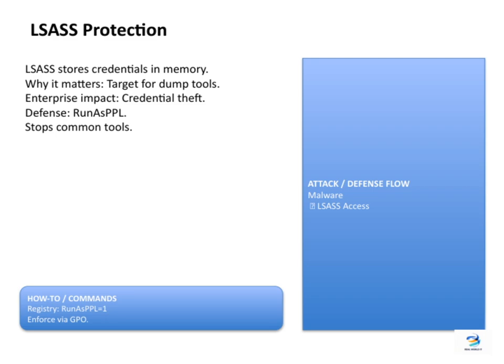Now, why does this matter? Because LSASS stores credentials in memory, making it a prime target for dump tools used by attackers to steal credentials. The impact on the enterprise can be significant, as credential theft can lead to lateral movement, privilege escalation, and ultimately, a breach. To defend against this, we recommend enabling RunAsPPL.